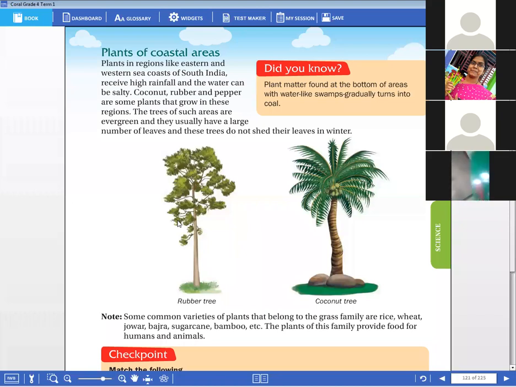They have given some examples like coconut tree, rubber tree, and pepper trees as some of the plants that grow in these coastal regions. I hope you came to know what coastal regions are. Based on that only we can explain. Do you still have any doubt in the terminology of coastal region, children?